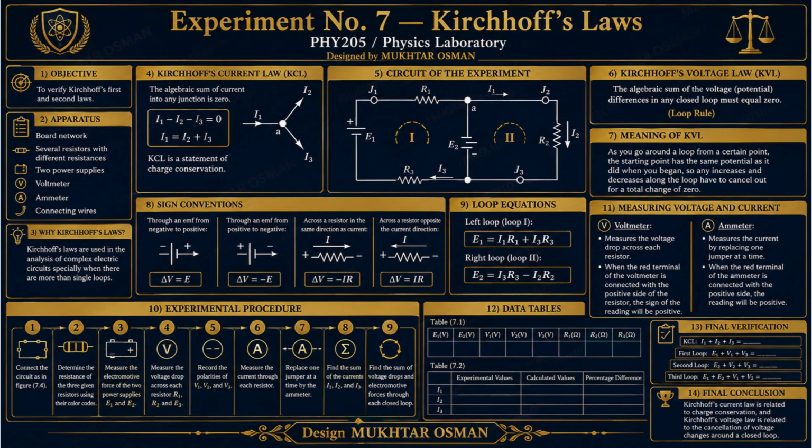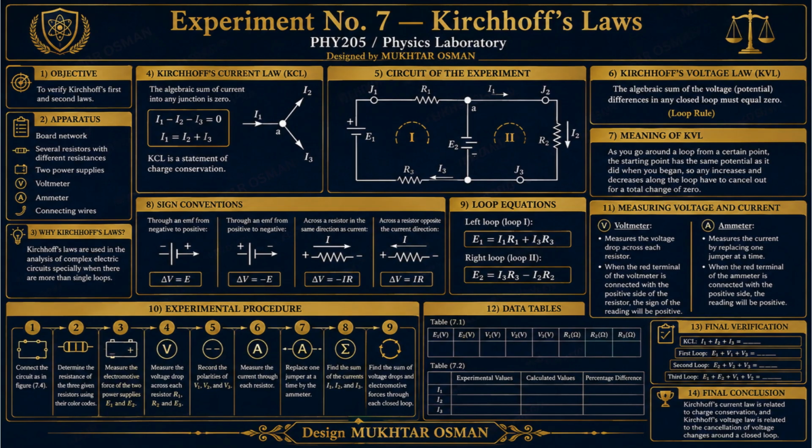6. Kirchhoff's voltage law, KVL: the algebraic sum of the voltage potential differences in any closed loop must equal 0. Loop rule. 7. Meaning of KVL: as you go around a loop from a certain point, the starting point has the same potential as it did when you began, so any increases and decreases along the loop have to cancel out for a total change of 0.